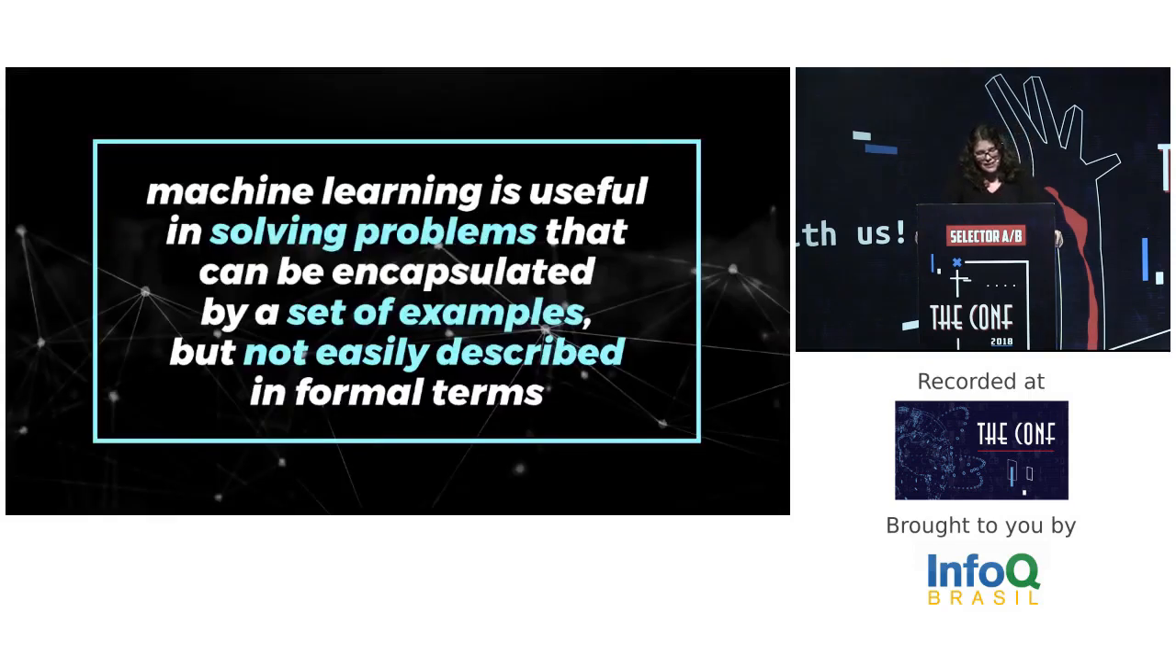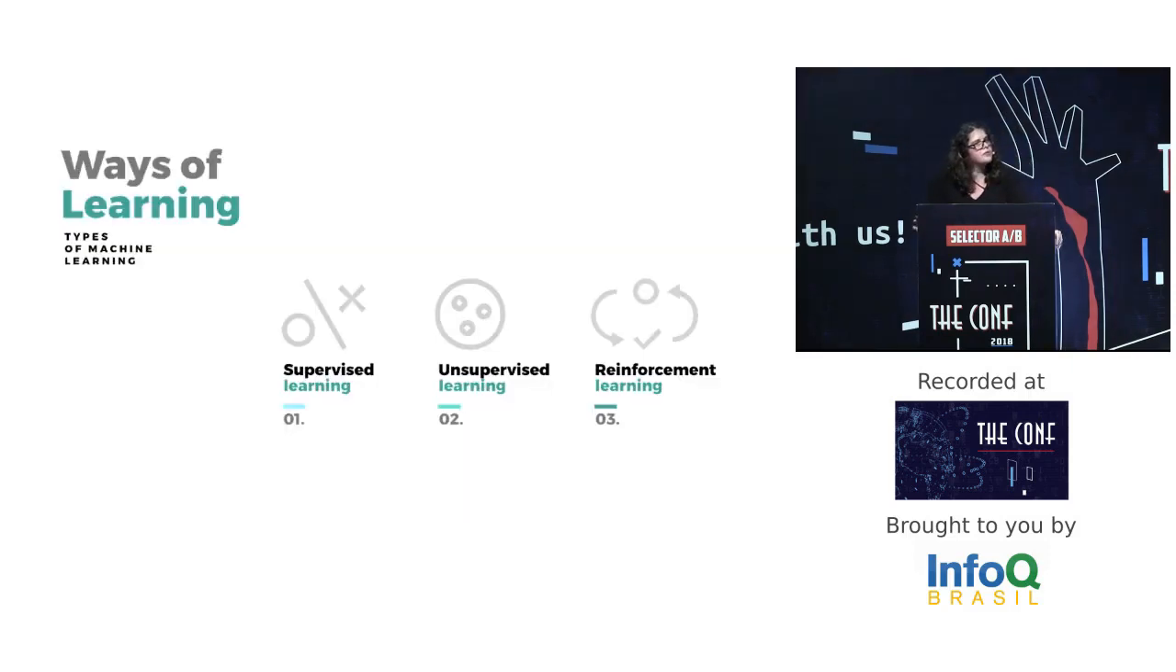And if you think about machine learning, given these three initial perspectives about why designing for machine learning is different, what you have to keep in mind at the moment is that machine learning is useful in solving problems that can be encapsulated by a set of examples, but not easily described in formal terms.